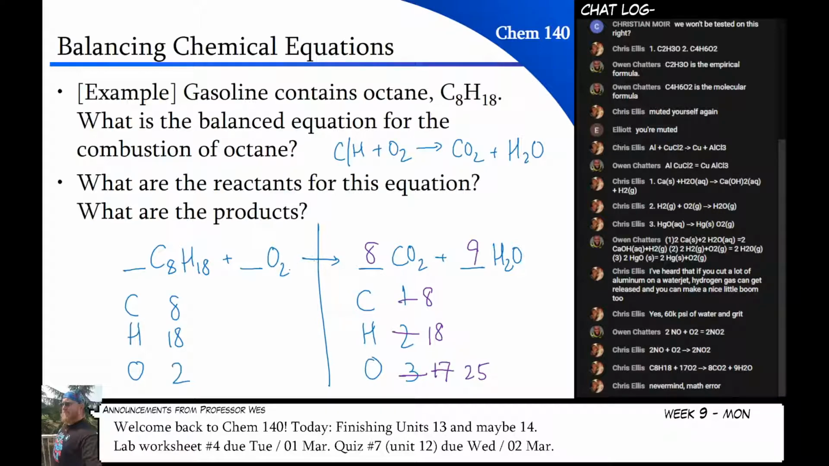There's no number I can put here that will give me 25. Unless I put this number, because 25 halves times 2 is 25, right? Now, in reality, this doesn't make sense. You can't have half an O2. That's not a thing, right? But mathematically, this equation is now balanced.